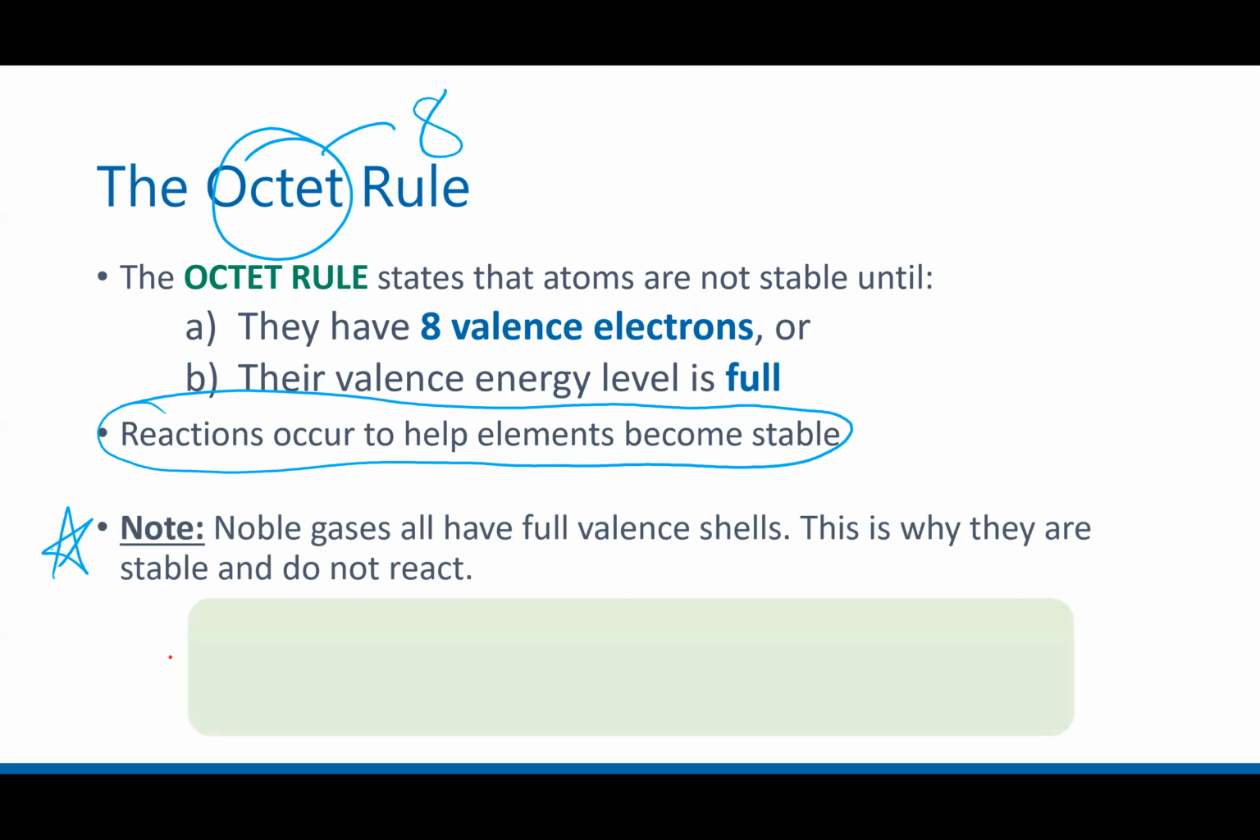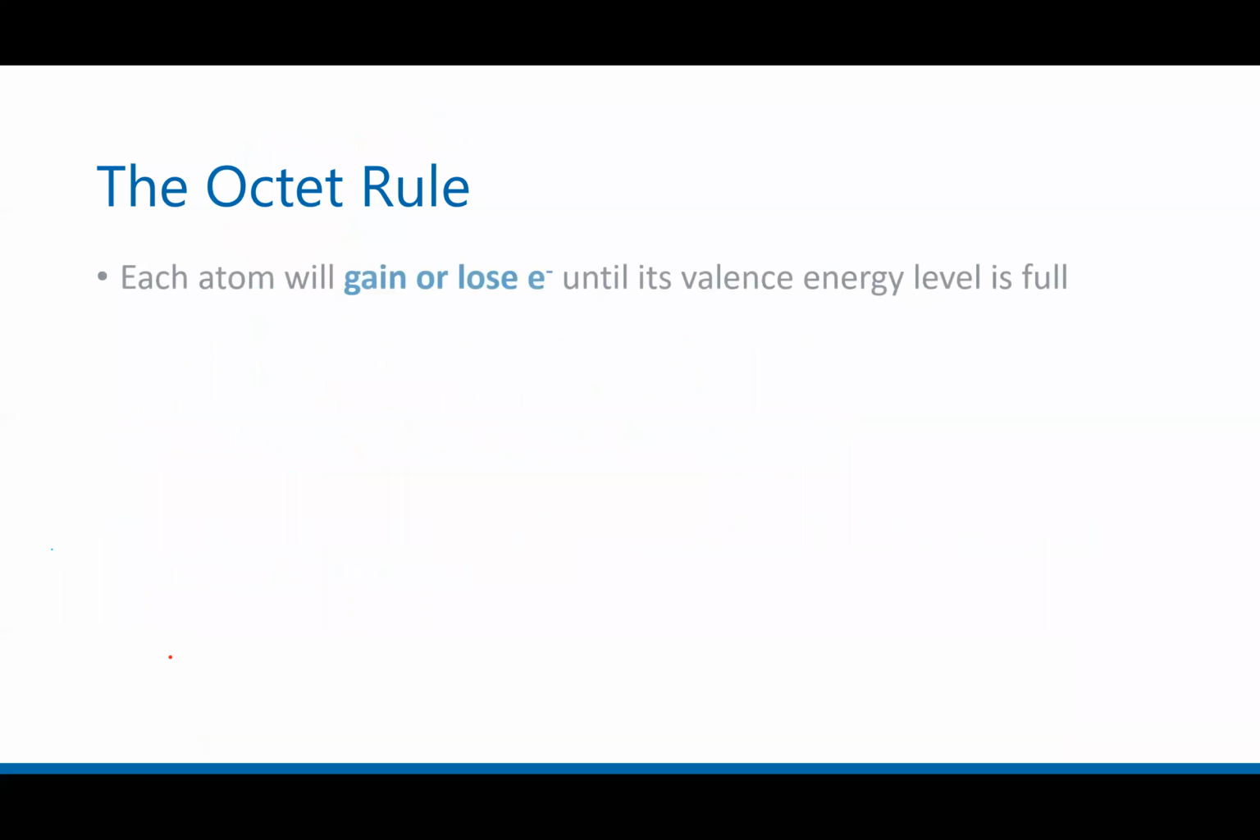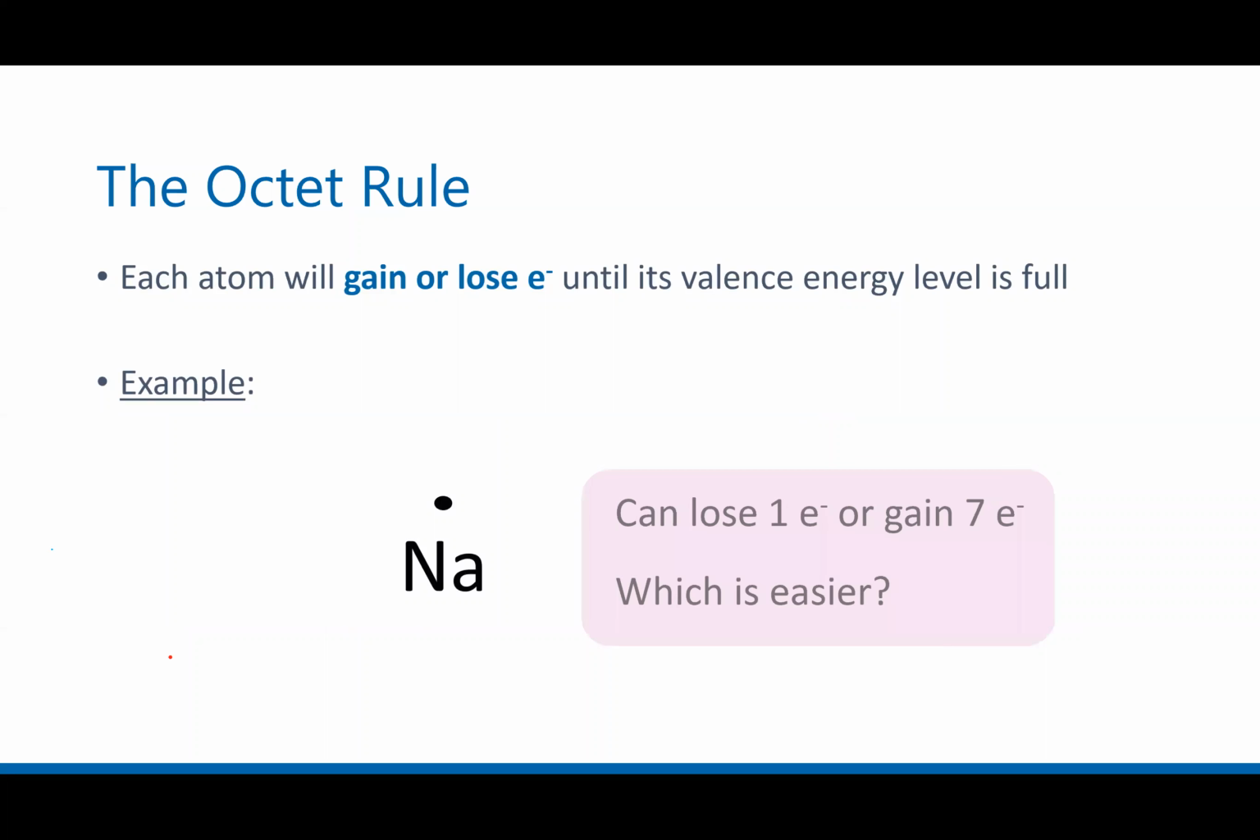Just a little note here, like I mentioned previously, noble gases are full. So they're not going to bond with or react with other chemicals. They're very stable. So we have this magic number of 8. And all I want to show you is 2 slides. I'm going to show you sodium. We're going to be talking mostly about main group, very common elements like nitrogen, oxygen, sodium, calcium. We're not going to deal with things like tungsten or uranium. But each atom will gain or lose electrons until its valence shell or energy level is full.